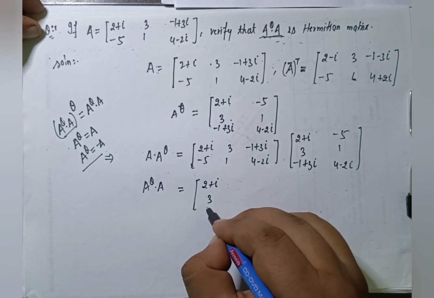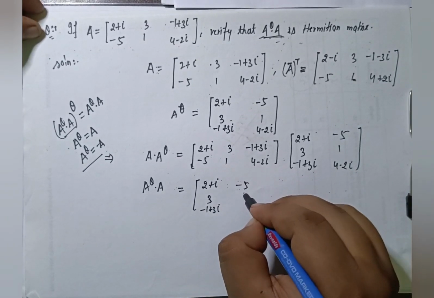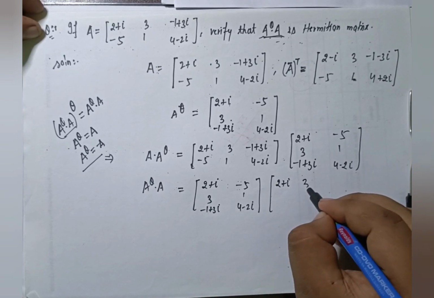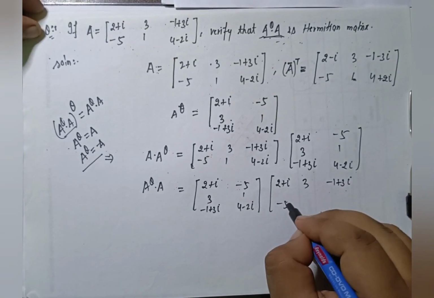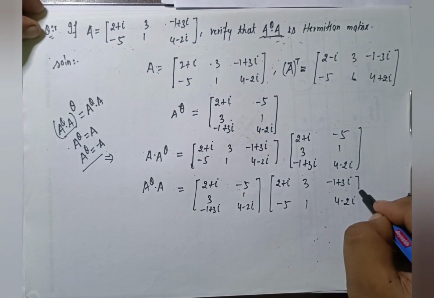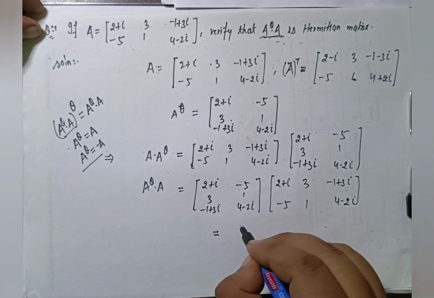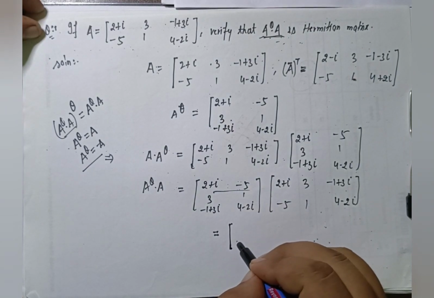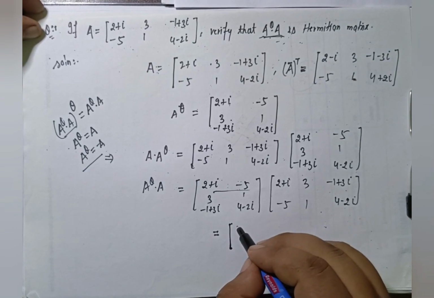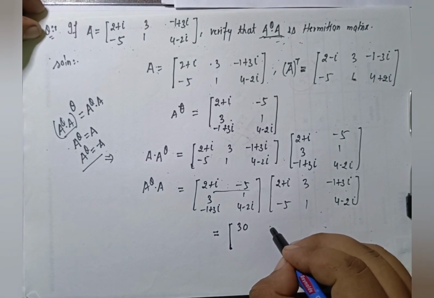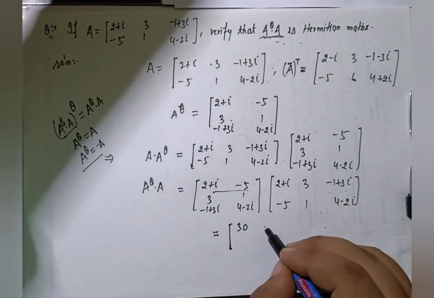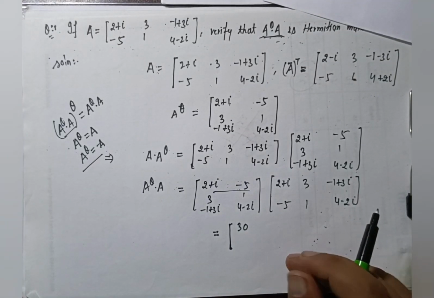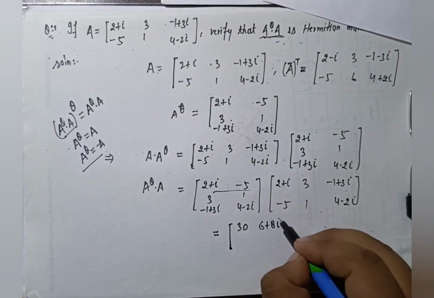So first write minus 1 plus 3 iota, minus 5, 1, then 4 minus 2 iota, and then multiply by 2 plus iota, 3, minus 1 plus 3 iota, then minus 5, then 1, then 4 minus 2 iota, and you can write the resultant matrix here. Multiply these two: first row first column, first row second column. You have to do this multiplication here. So finally I am writing its resultant matrix. It will be 30 and 36 plus 8 iota. This is your work, you do the calculation.